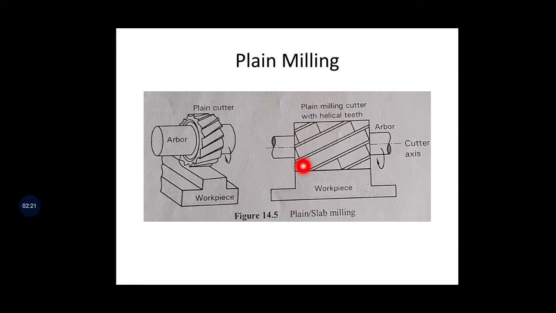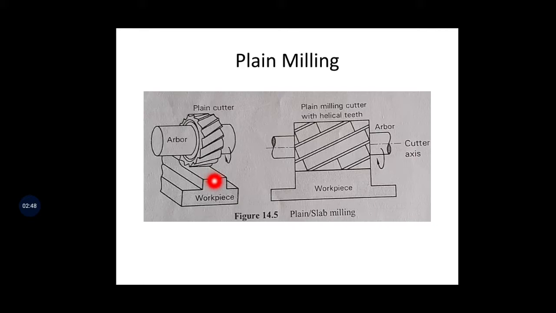Generally a straight tooth cutter will not remove that much material, and you will also not get a smooth surface. Helical tooth means all the cutting points are of helical shape, crossed, that is called helical. So this removes a lot of material and at the same time gives a smooth surface. The workpiece surface will be smooth. This is a plain milling operation.